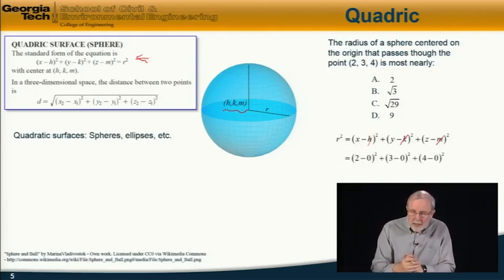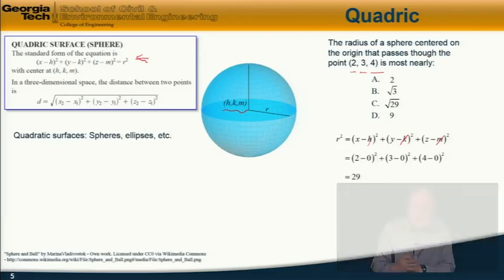So, substituting in the coordinates here, we have x is equal to 2, y is equal to 3, z is equal to 4, so r squared is equal to 29. So r, the radius, is the square root of that, or the square root of 29. So the answer is C.